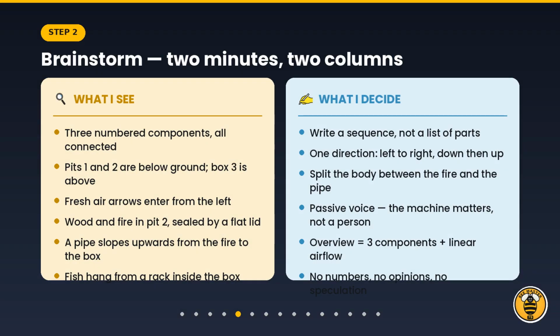Here is my 2-minute brainstorm. On the left, what I can actually see in the picture. On the right, the decisions I make about writing it. Notice that I never list the parts at random. I convert the picture into a sequence, and I fix the paragraph split before I start writing.